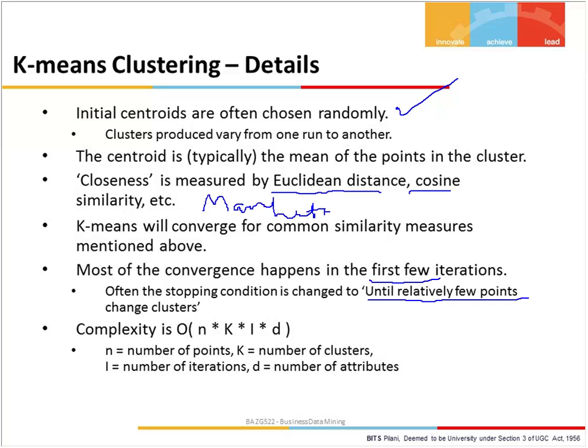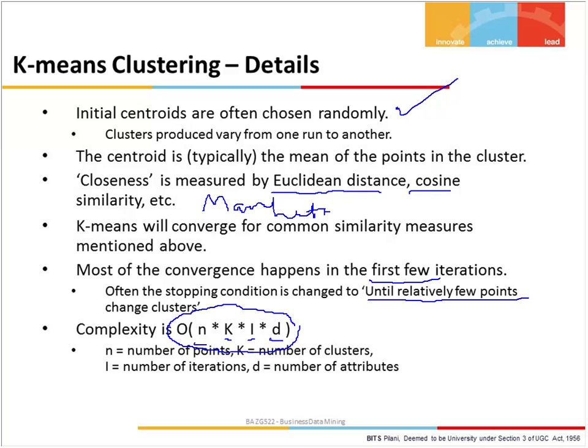The amount of time this algorithm will take depends on the number of points, because for each point we need to evaluate which cluster it belongs to. It depends on the number of clusters, because if there are k clusters, we have to compute its distance from the k centroids. It depends on the number of iterations, because for each iteration we need to repeat all the operations. And it depends on the number of attributes, because the number of attributes decides the calculation of distance, whether Euclidean distance, Manhattan distance, or cosine similarity; for each one of them, the number of attributes decides the computational complexity. So all of them are multiplied. The order of complexity can be taken as the product of the number of objects, number of clusters, number of iterations, and number of attributes.